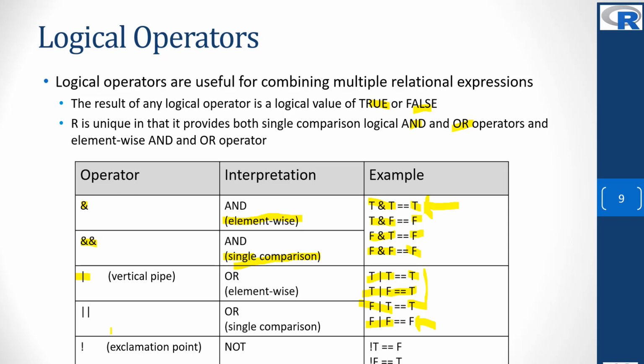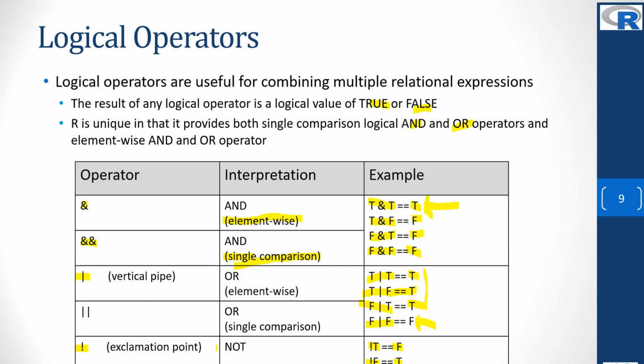And finally, we have the not operator, the exclamation point or bang. This just inverts the expression. So putting the exclamation point in front of true results in false, and putting exclamation point in front of false results in true. This looks fairly simple, but this can be very useful in complicated expressions where you want to just negate the whole expression.